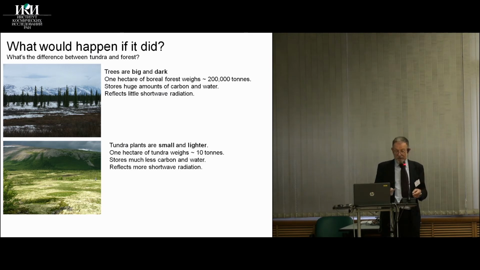On the other hand, by contrast, tundra plants are smaller, they're lighter, I mean they're more reflective. There is much less biomass contained within tundra. 1 hectare of tundra might have a mass of 10 tons rather than 200,000 tons. The storage of carbon and water is much less, and the ability to reflect shortwave radiation, sunlight, is much greater, so the albedo feedback looks completely different.